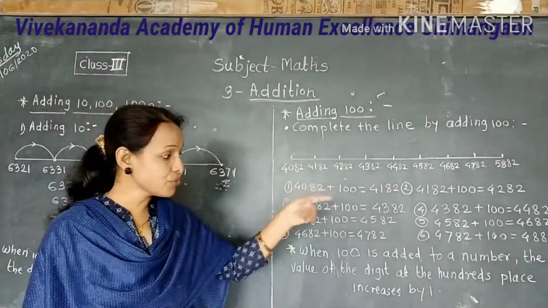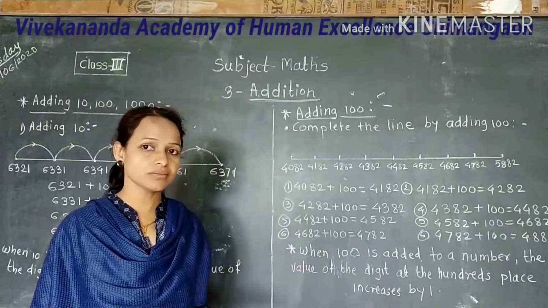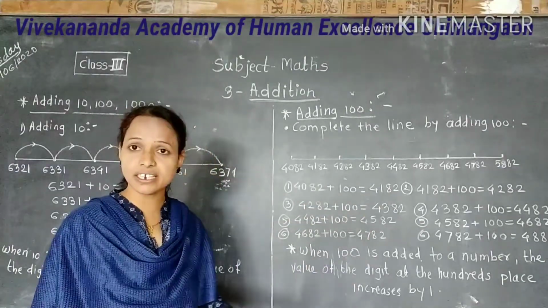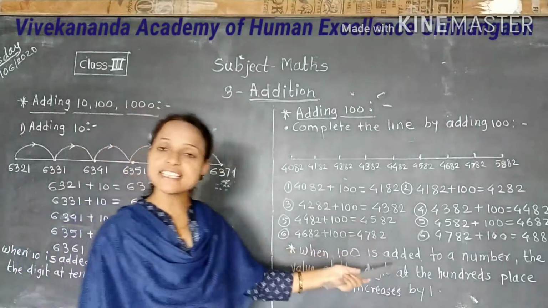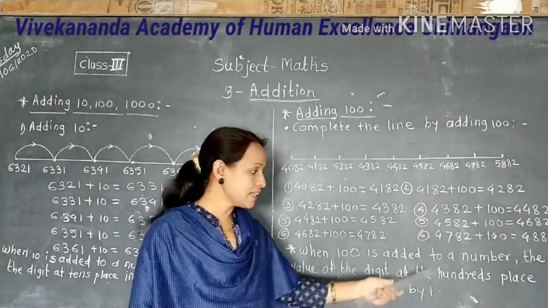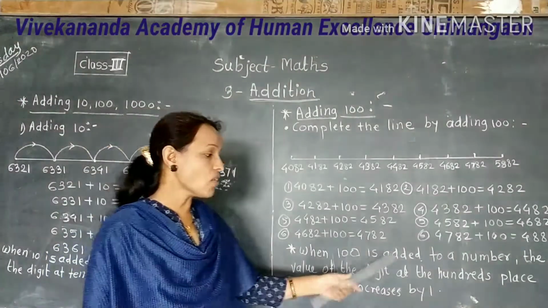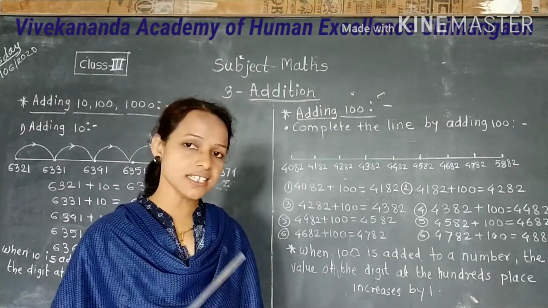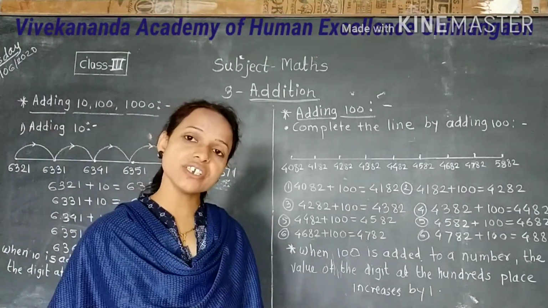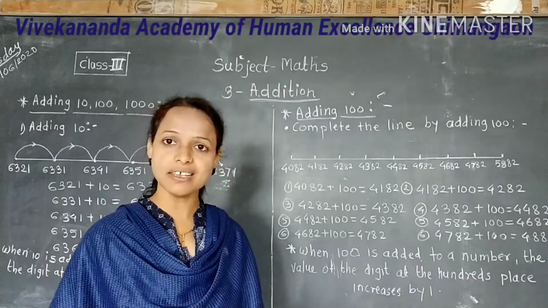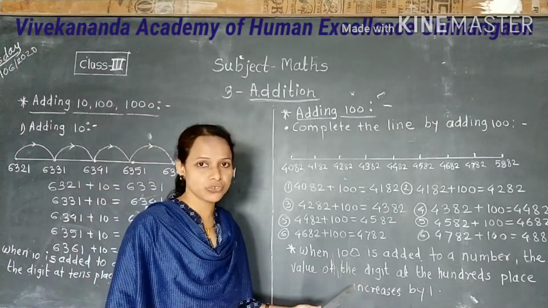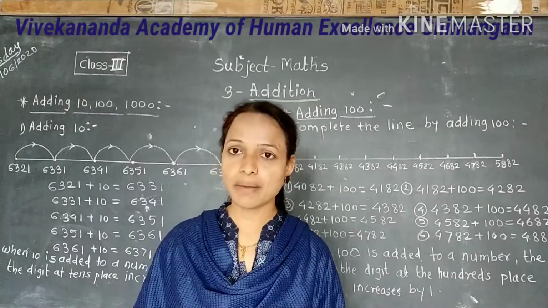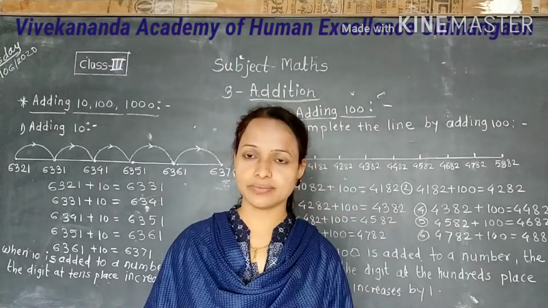Means after your observation, you can write here your conclusion. What is your conclusion? When 100 is added to a number, the value of the digit at 100 place increases by 1. That is our conclusion after adding 100. In this way, by using that conclusion, we can complete the line by adding 100.